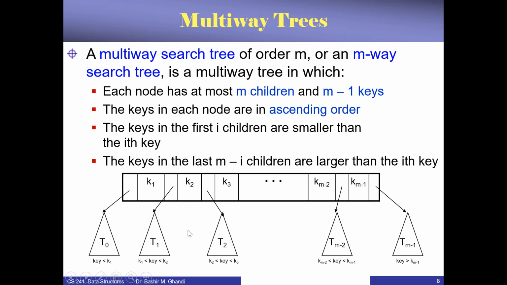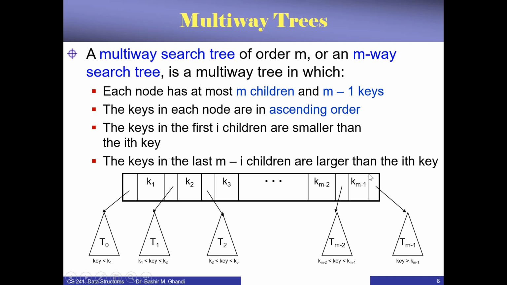So essentially, this is just an extension of binary search tree. This is why it is called a search tree. You can easily search. If you come in with a value, you just need to go through these keys until you find where it is greater or less than. Then you take the branch and follow that tree and so on. So this is the definition of a multi-way search tree. It's just an extension of binary search tree.